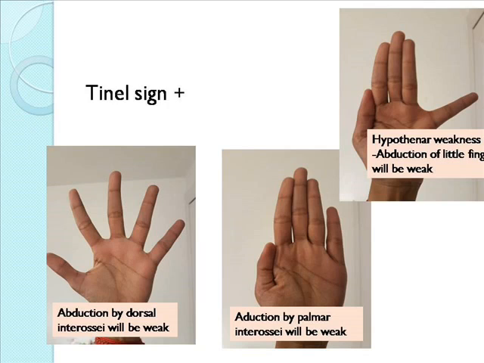Tinel sign is positive when tapping at the nerve along its course produces pain or tingling sensation. Weakness of the hypothenar muscles will also be seen. Abduction of the little finger, flexion as well as opposition of the little finger may be difficult. Abduction by dorsal interossei and adduction by palmar interossei will also be difficult in a lesion of the ulnar nerve.